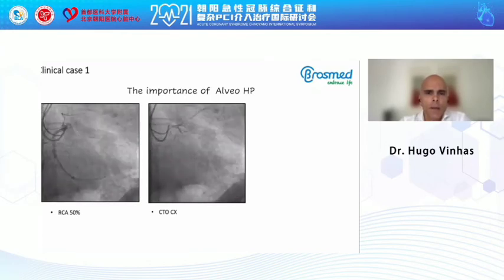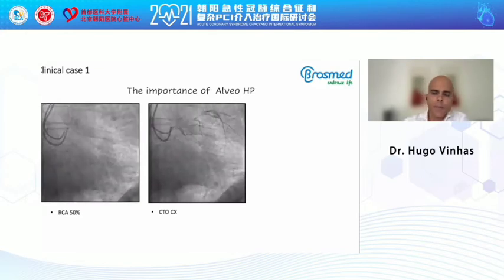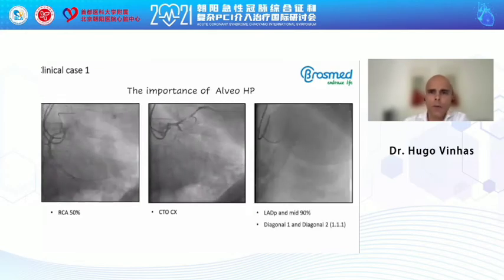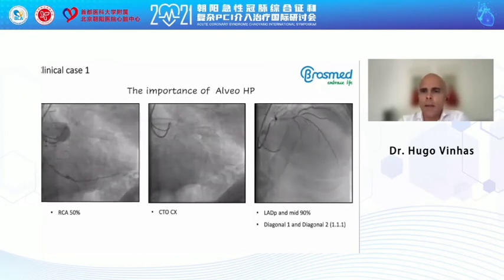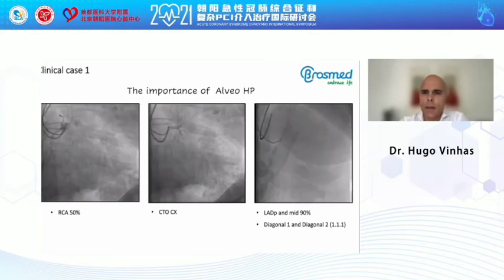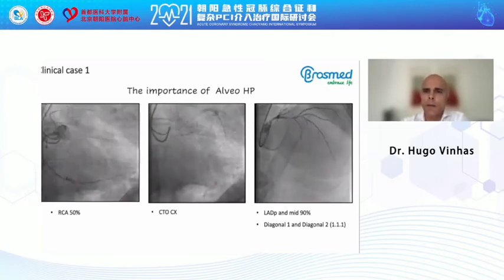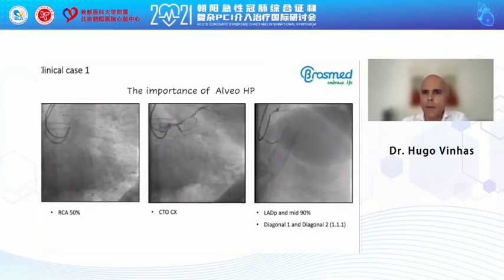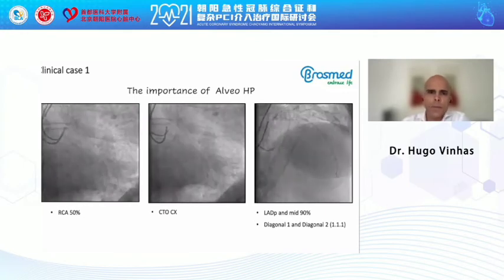And we can see also a proximal lesion in the LAD and mid lesions in the mid LAD involving the origin of the two very close diagonal branches. So we have a three vessel disease, moderate lesion in the right coronary artery, circumflex with the CTO, and these are important lesions on the LAD.